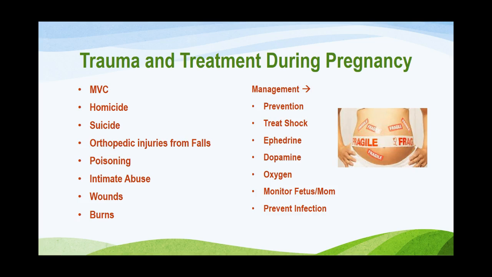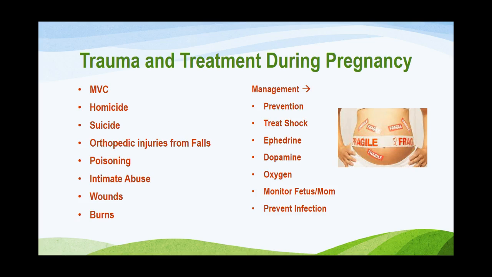So how do we manage these things, this trauma, and how do we treat it during pregnancy? Well, depending on what it is, we have a few different things that we can do. First of all, we want to prevent it if possible. So we want to teach people to wear their seat belts. We want to teach them to get out of abusive relationships if possible. If they have depression, we want to treat depression and catch suicidal tendencies early. We want to teach them ways to prevent themselves from falling.